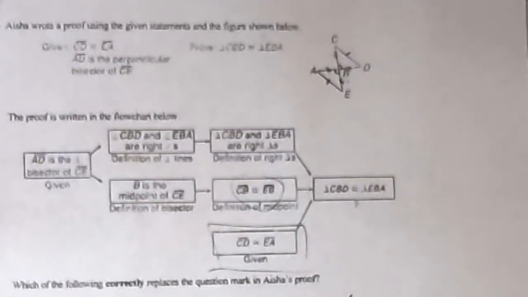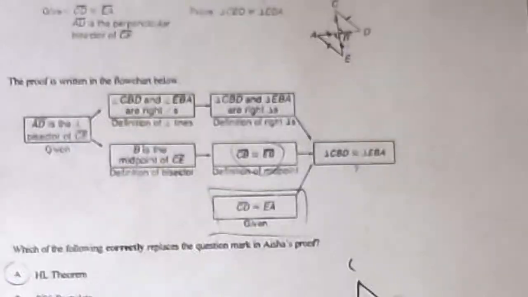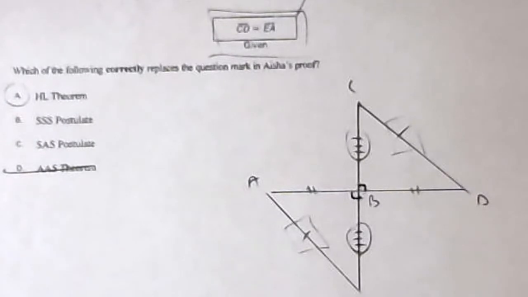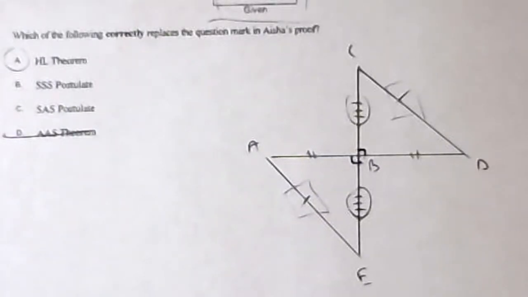Is Ayesha's flow proof? There's the drawing written out. Basically, because you have a right triangle, you sort of automatically consider hypotenuse leg theorem, and that's what they've given us.